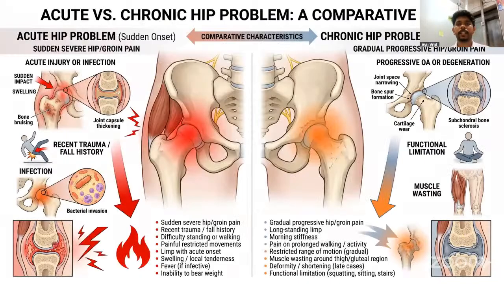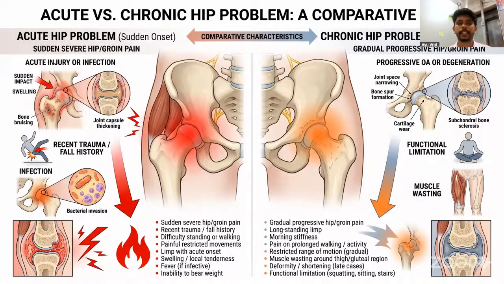What complaint of the hip do patients come with first? The most common hip problem is acute injury. There will be sudden severe pain in the hip or groin region. It may be due to injury or infection, trauma or a fall history, or bacterial invasion, with swelling, local tenderness, fever. There are many causes, and patients come to our OPD with many complaints.